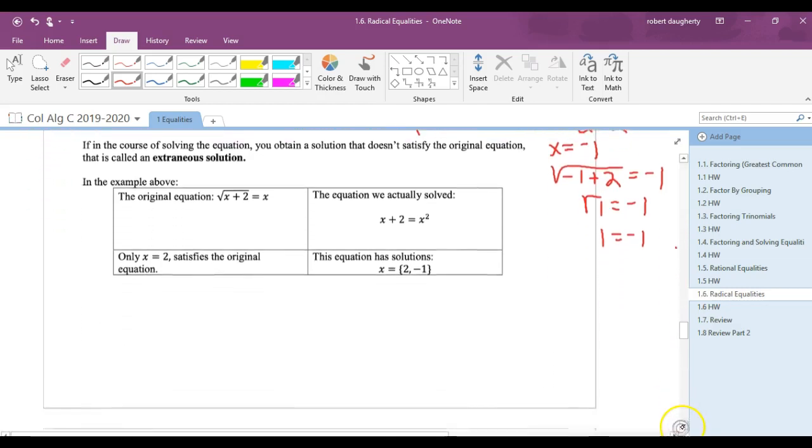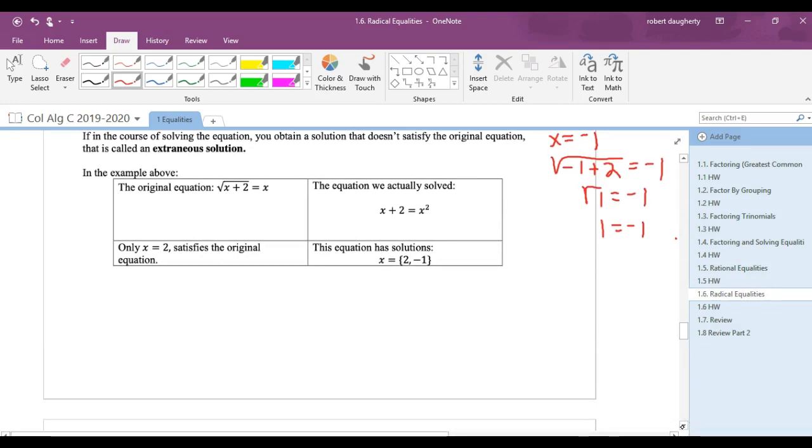Now, I'm not going to spend a whole lot of time with this, but what's happening here is that's my original equation. When I square both sides, this is the equation that I solved. So this equation has two solutions. This equation only has one solution. So the only way you can find that is to go back and check your answer. So by squaring both sides, you introduced another solution.